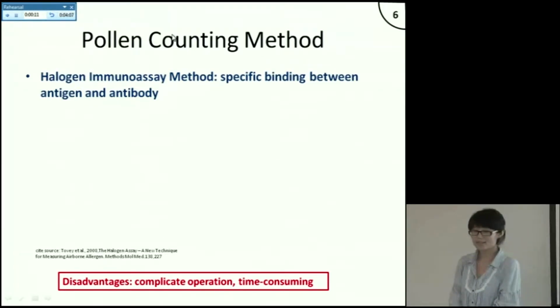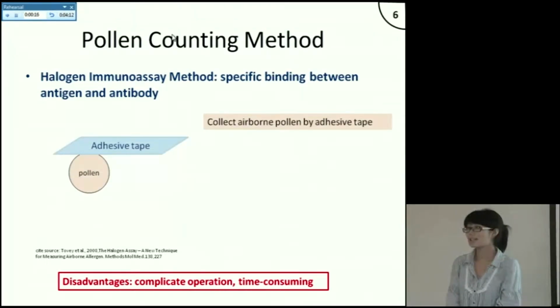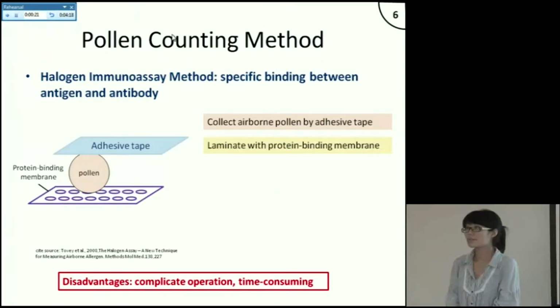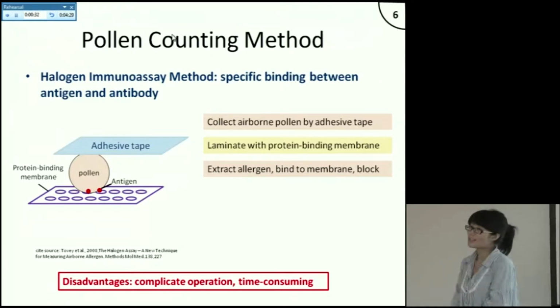A newly developed pollen counting method is called halogen immunoassay, which is based on the specific binding between antigen and antibody. In this method, an adhesive tab is used to collect the sample pollen in the air. Then a protein binding membrane is laminated to the tab to form a sandwich construction. Then some elution buffer is added to the pollen to extract the pollen allergen. After extraction, the protein binding membrane will be blocked to prevent binding between antibodies and weakened protein binding sites on the membrane.